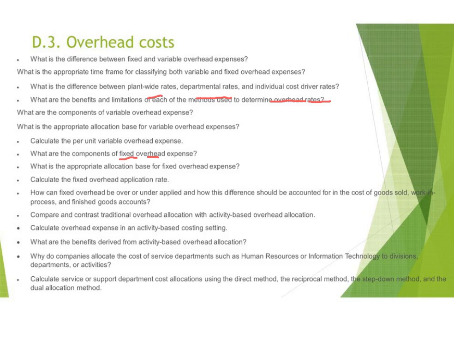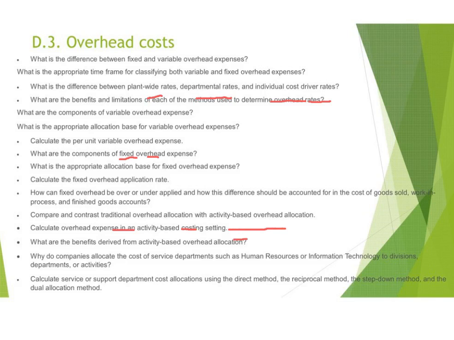How can fixed overhead be over or under applied, and how is this difference then charged either to the cost of goods sold or to the work in process and finished goods inventory? Compare and contrast traditional overhead allocation with activity-based overhead allocation. Calculate the overhead expense in an activity-based costing setting.